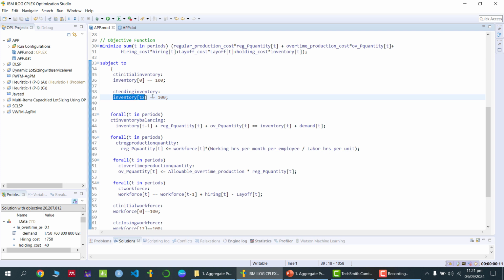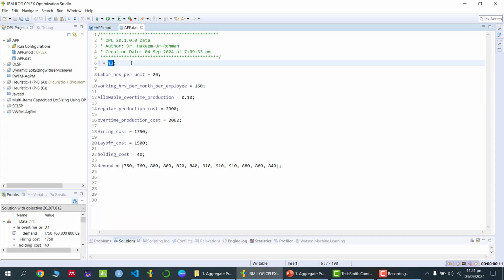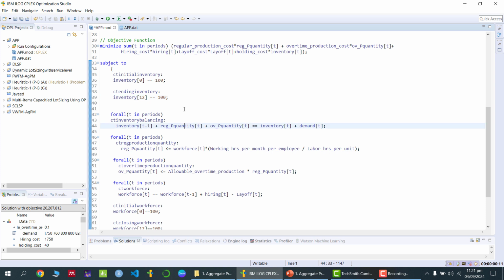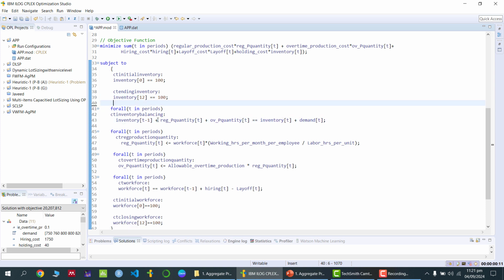So inventory in time period 12 must be equal to 100 in the last time period, or you can also use the capital T over here. Both are fine, because the capital T is equal to 12. Those were the initialization values they have given: the initial inventory is 100, and at the end of the planning horizon we must have an inventory level equal to 100.